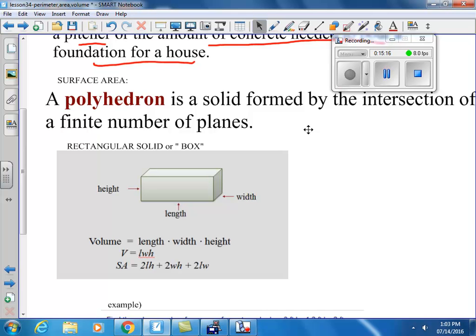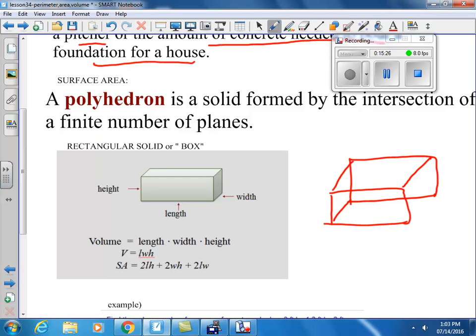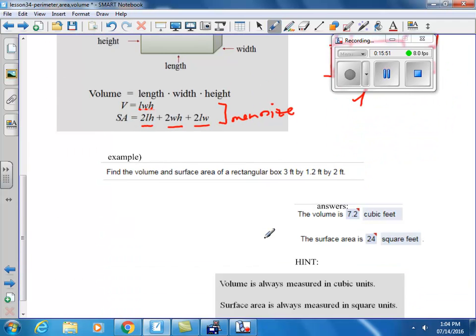Okay, volume of a box, and I'm just going to kind of draw that. So if we have what's called a rectangular solid, here's how I would try to draw it in three. Now we're living in 3 dimensions, right? Volume of a box is length times width times height, LWH. Surface area of the box is 2LH plus 2WH plus 2LW. Now you could memorize that, or I'm going to show you a way to just kind of think about it logically here in a moment.